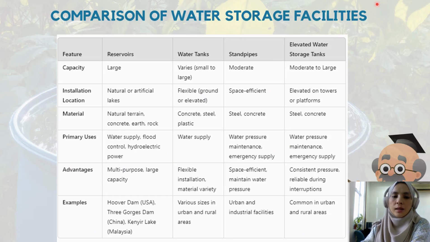So here is the comparison of water storage facilities: the reservoir, the water tanks, the standpipes, and elevated water storage tanks. You all can read later each of the features here: the capacity, installation location, material, primary users, advantages, as well as examples in other countries and also in Malaysia.